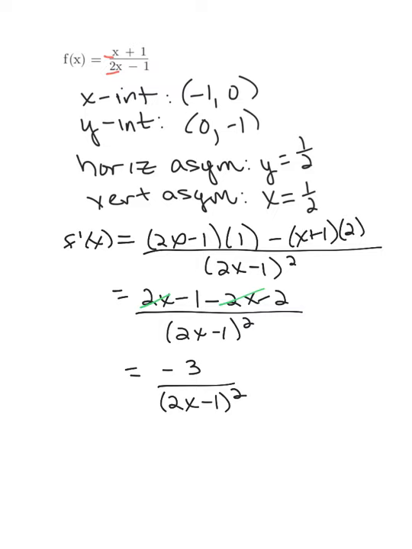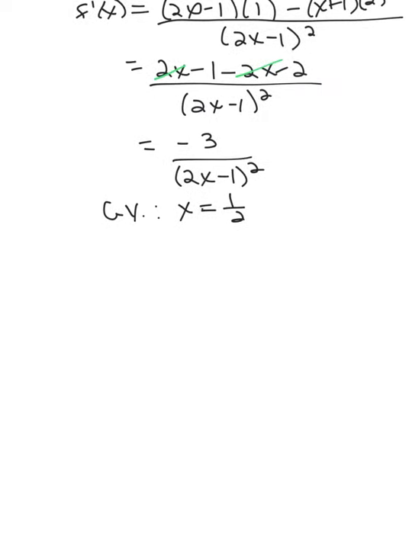Your critical values are where the numerator equals 0, but this numerator has no variable, so it can't equal 0. Or where the denominator equals 0. This denominator equals 0 at 1/2, so your critical value is x equals 1/2. Set up a number line with 1/2. This is where the first derivative is not defined.